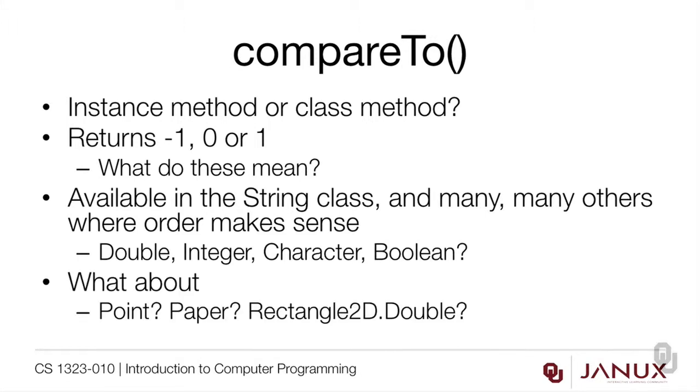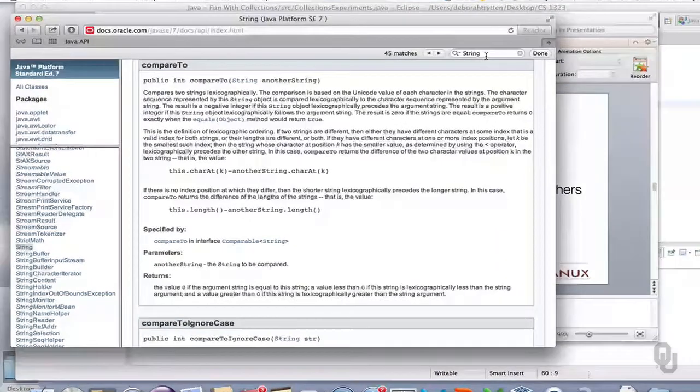Let's think about things like point, or paper, or rectangle 2D. Does it make sense for the point class to have comparisons? What would it mean for a point to be less than another point? I can't think of anything that makes sense. So let's go and take a look in the API.